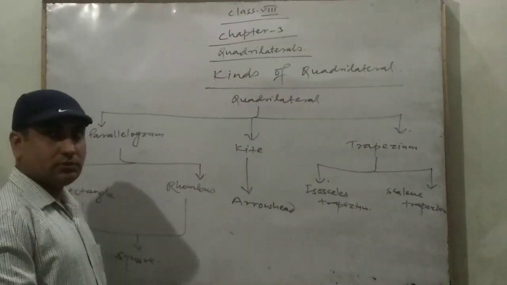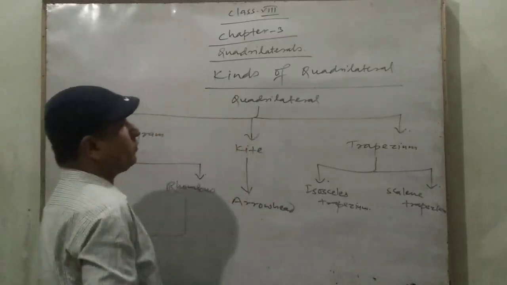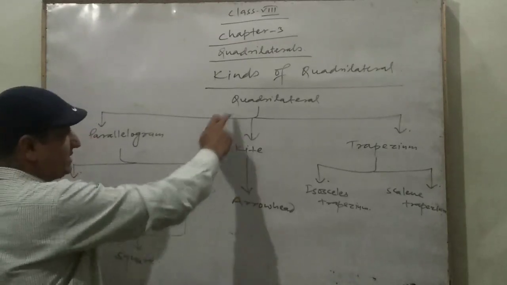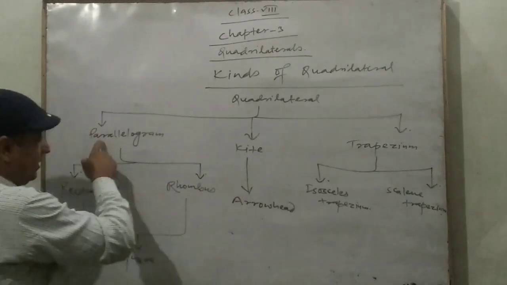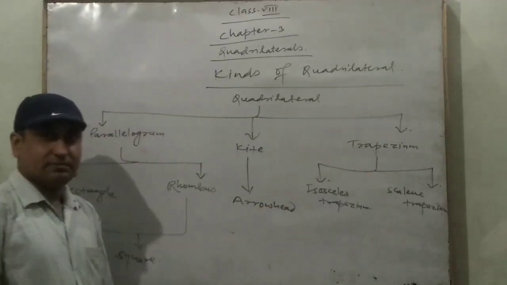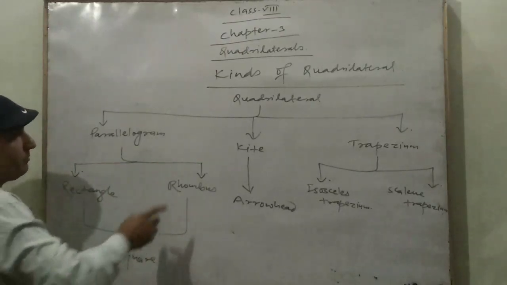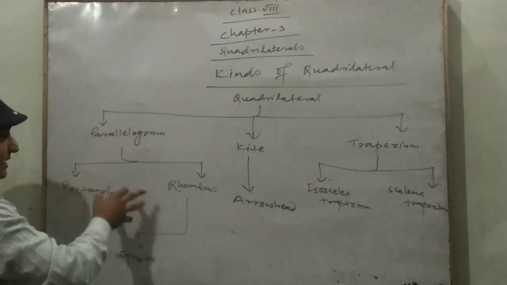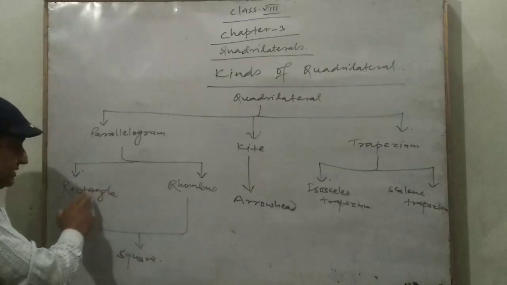Okay, students. Let's begin kinds of quadrilateral. There are many kinds of quadrilateral, and quadrilateral has mainly 3 kinds. First will be parallelogram, second will be kite, and third will be trapezium. Parallelogram has 2 kinds: rectangle and rhombus.